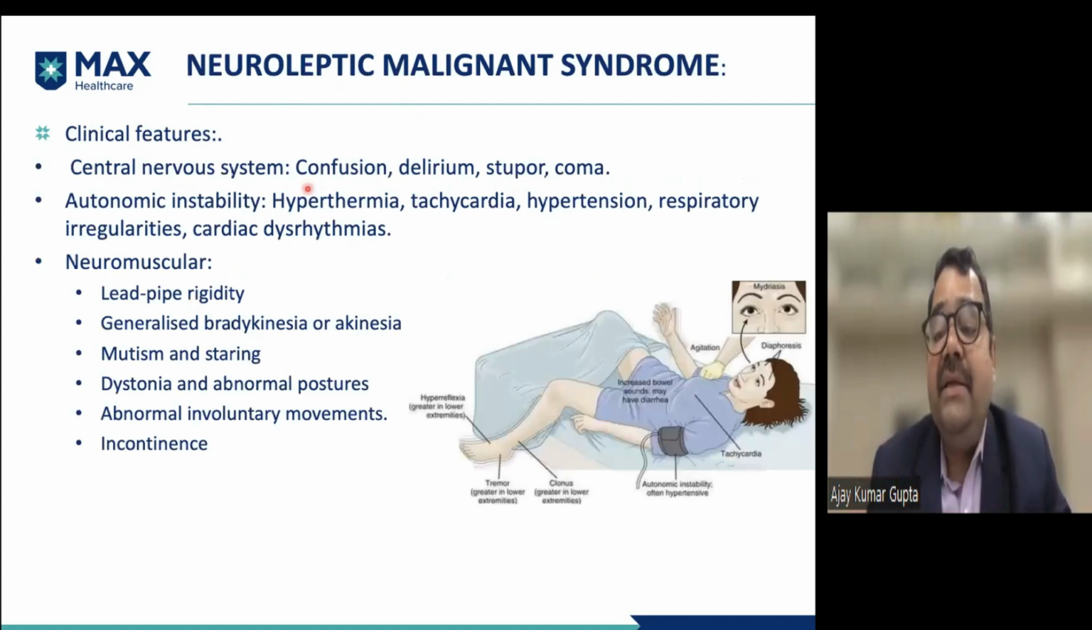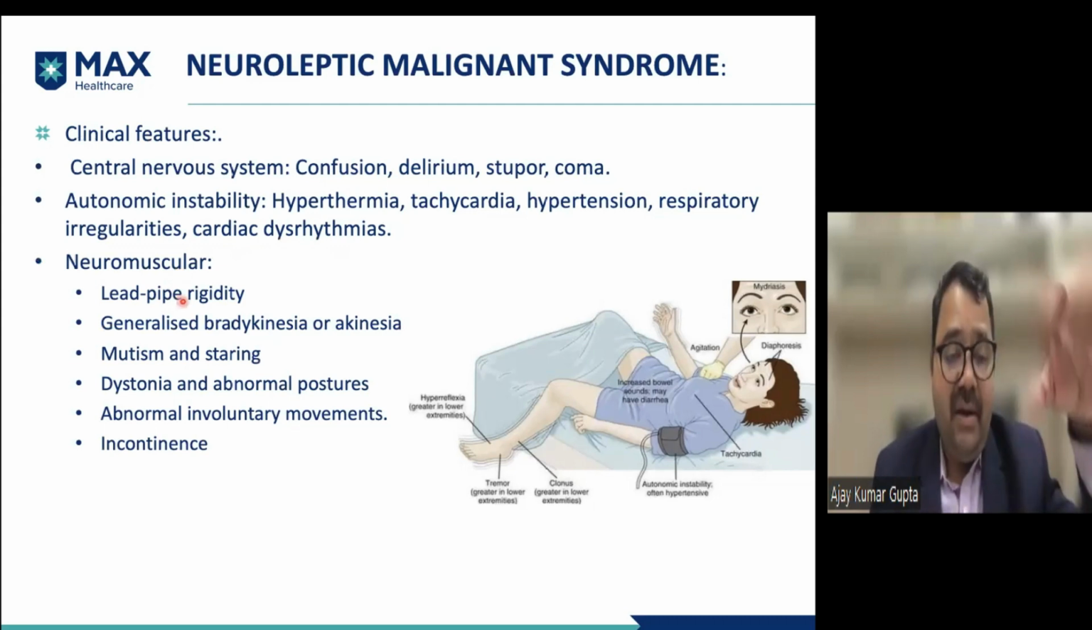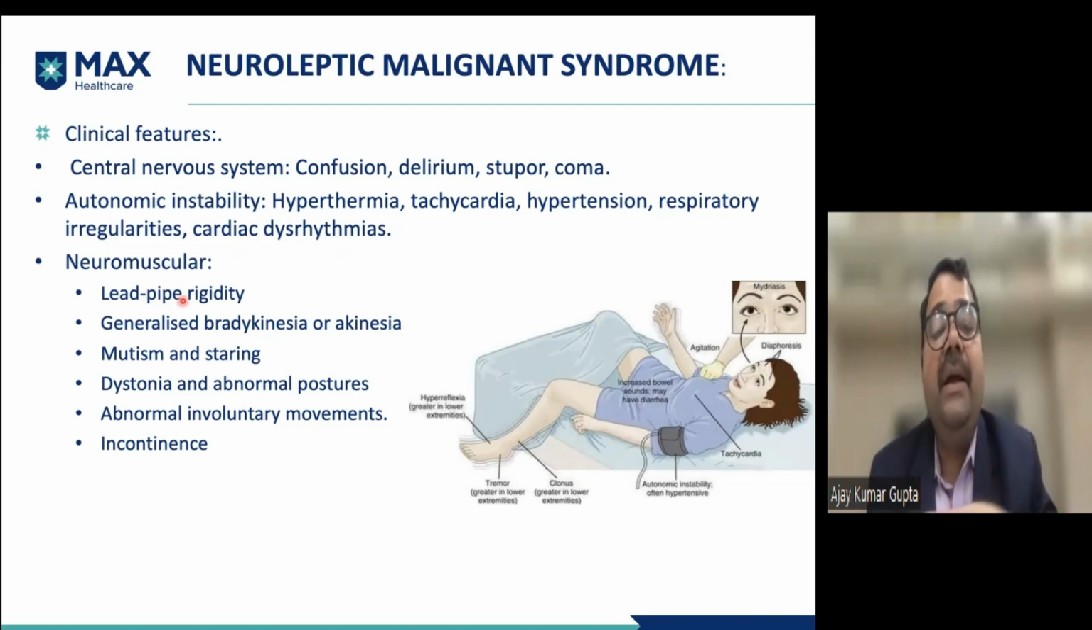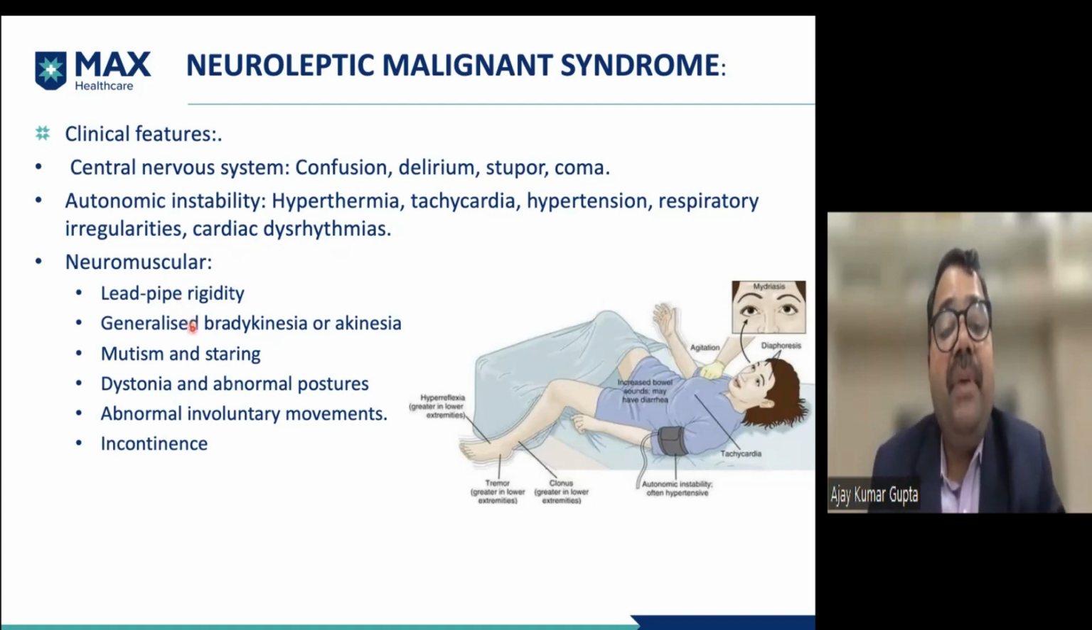So in this, the patient will have a typical confusion, delirium, stupor, or coma. The patient will have an autonomic instability in form of hyperthermia, tachycardia, hypertension, respiratory irregularities, and cardiac dysrhythmias. And the patient will have a lead pipe rigidity in comparison to the previous where we had a cogwheel rigidity. This patient will have a lead pipe rigidity. So generalized bradykinesia or akinesia, the patient will have mutism or staring. Then the patient will have a dystonia and abnormal postures. And the patient will also have abnormal involuntary movements with the incontinence.